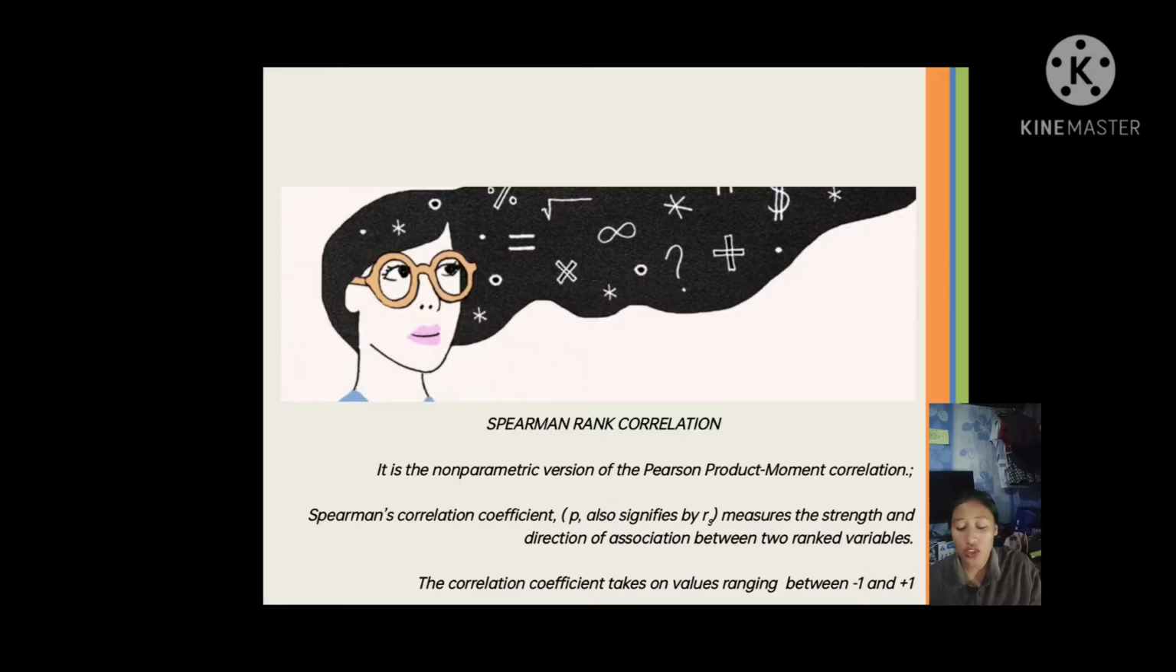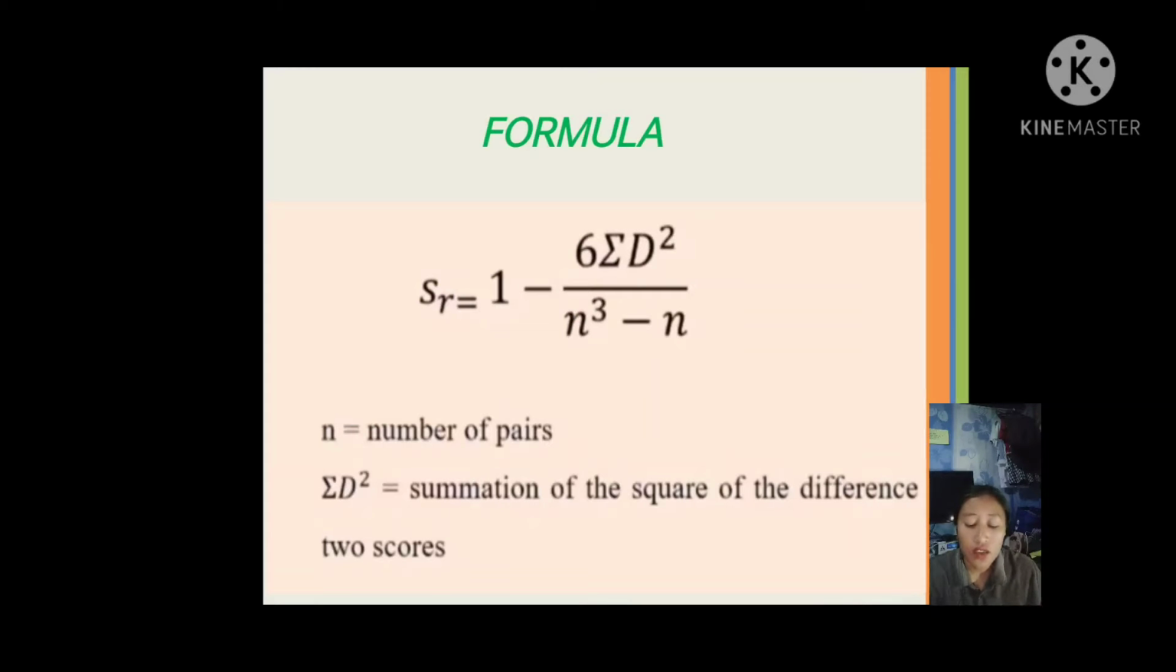Spearman rank correlation is the non-parametric version of the Pearson product-moment correlation. Spearman's correlation coefficient measures the strength and direction of association between two ranked variables. The correlation coefficient takes on values ranging between -1 and +1, meaning we cannot have an answer beyond 1. So our formula is SR equals 1 minus 6 summation of the square of the difference of the two scores over n cubed minus n.